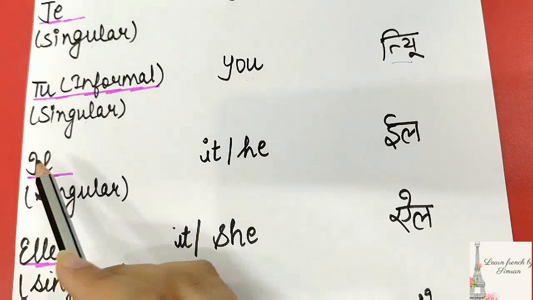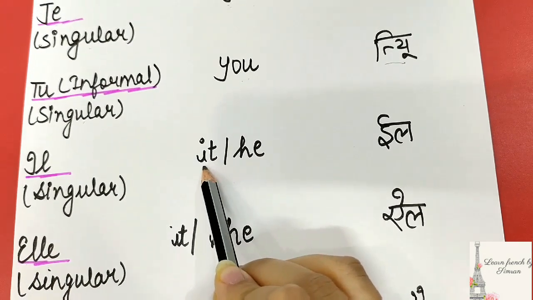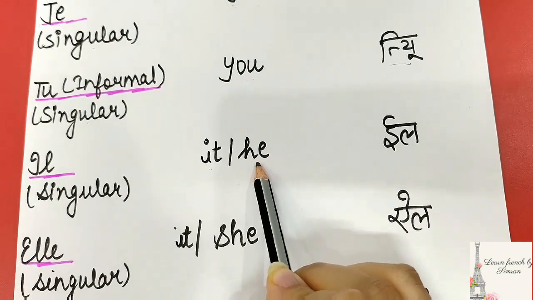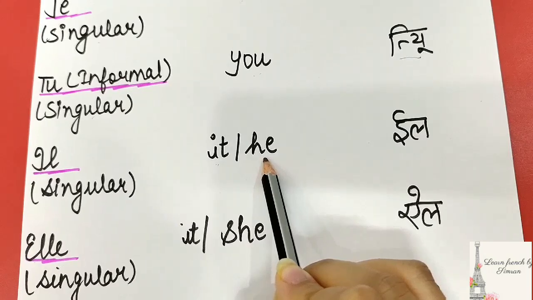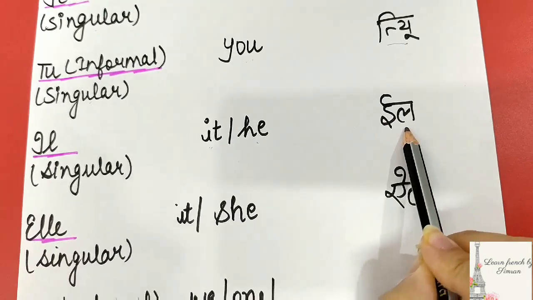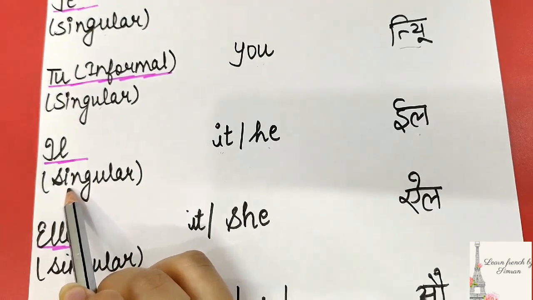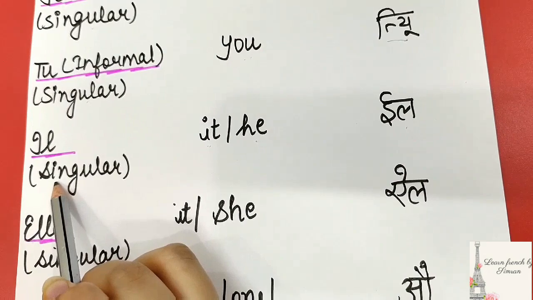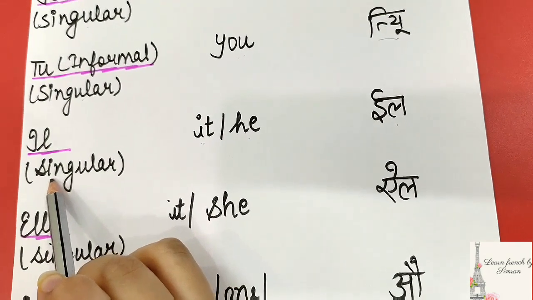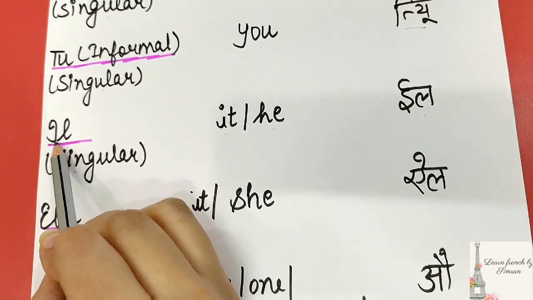Now our next personal pronoun is "il". Now "il" can mean two things. It can mean it, or it can mean he. He means male, we use it for boys, and its pronunciation is "il". And as you can see here, I have written singular. When you are talking about one male, one boy, one man, you will use "il" in French.